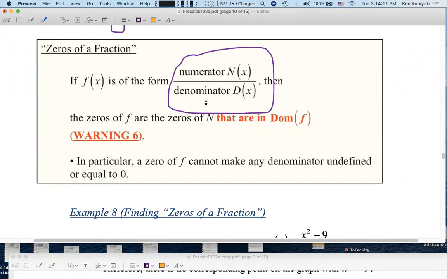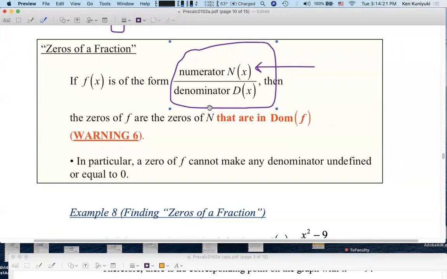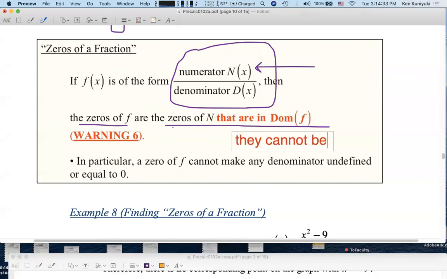To find the zeros of a fraction, you want to find the zeros of the numerator, but they have to be in the domain of the overall thing. So where are the zeros of f? They're the zeros of the numerator, but they have to stay in the domain of f. In particular, they cannot be zeros of the denominator.